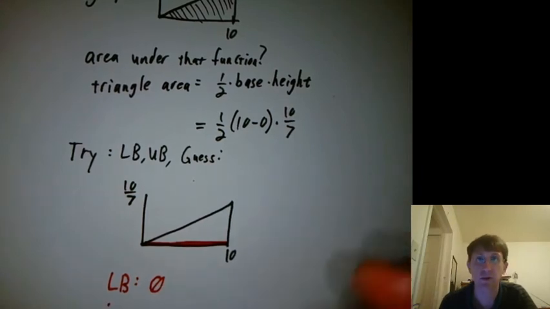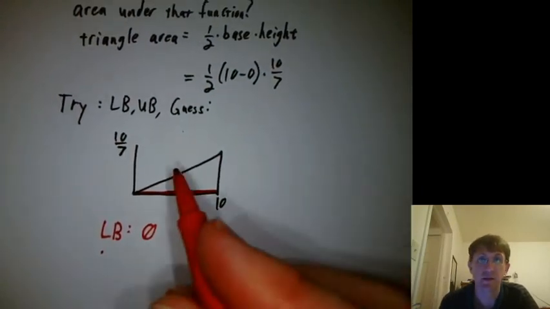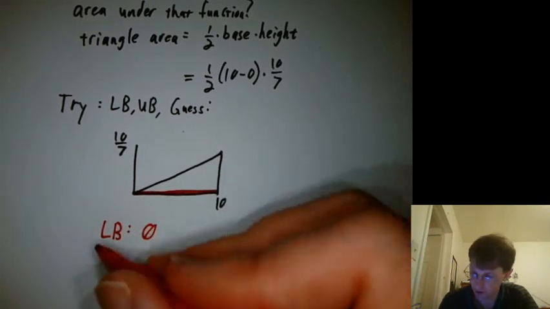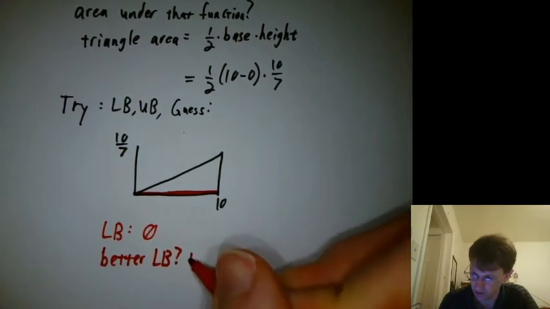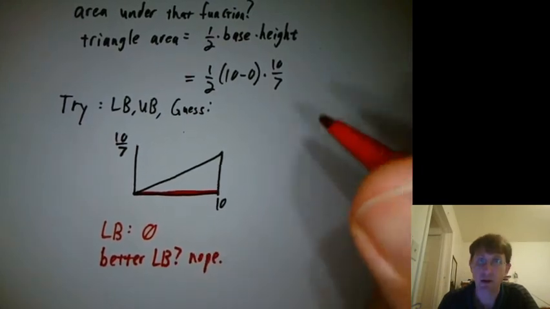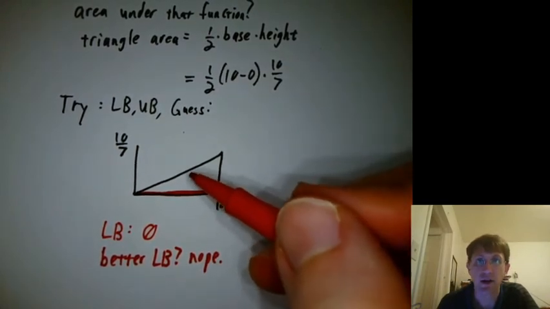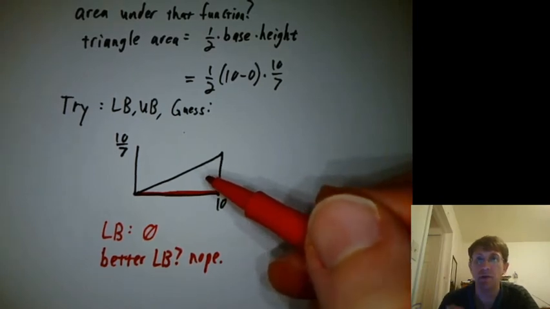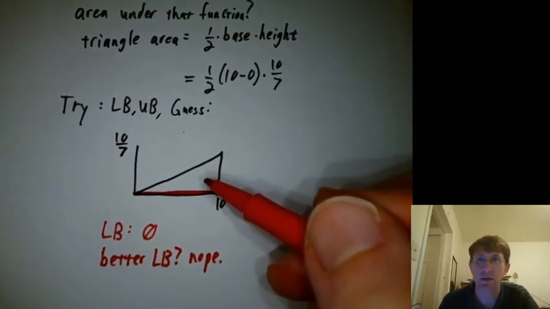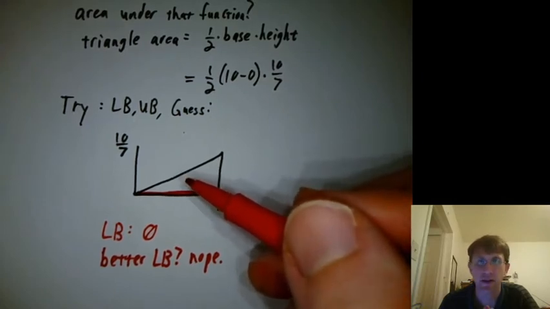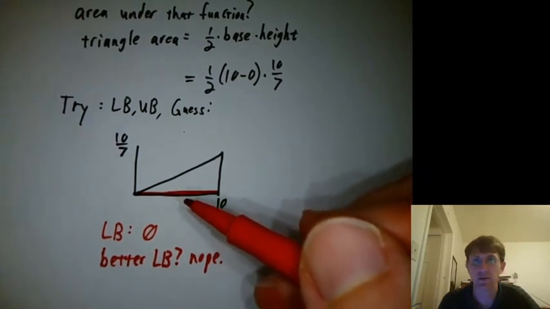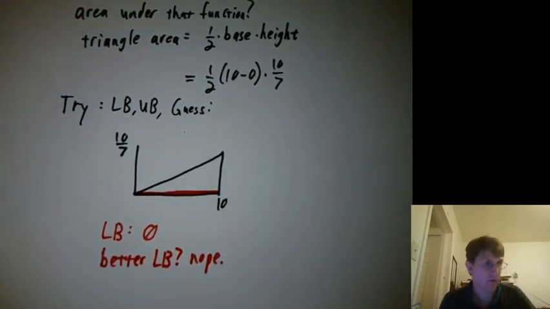Can we do a better lower bound? Not really, because the smallest that function ever is 0. Nope. Now we could try to sneak a rectangle in under there, but the whole point of lower bounds is to be quick and easy, and trying to sneak a rectangle in there, I'd have to figure out how tall it is. It's going to take me longer to do that than to just say 0 is good enough, let's go. So what can we do for an upper bound?